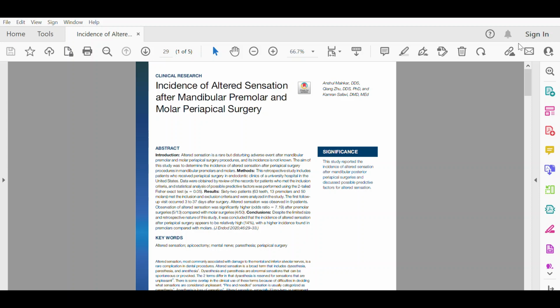Reports on altered sensation after periapical surgery are rare, and hard data are lacking. Currently there is limited information available on the incidence of paresthesia after a specific endodontic procedure, and in particular periapical surgery. So the objective of this study was to determine the incidence of altered sensation after periapical surgery on mandibular premolars and molars.